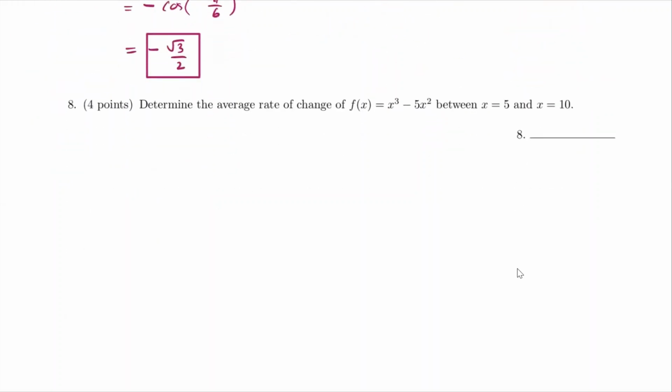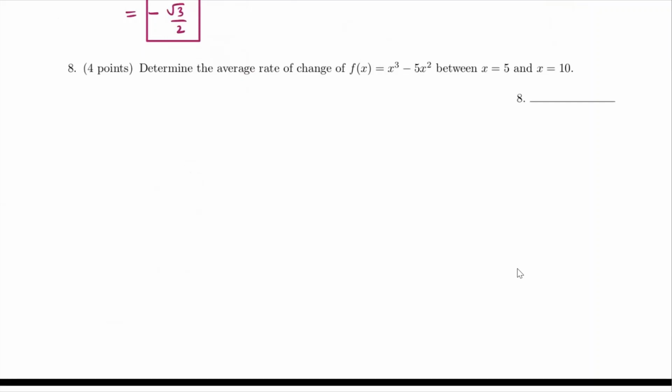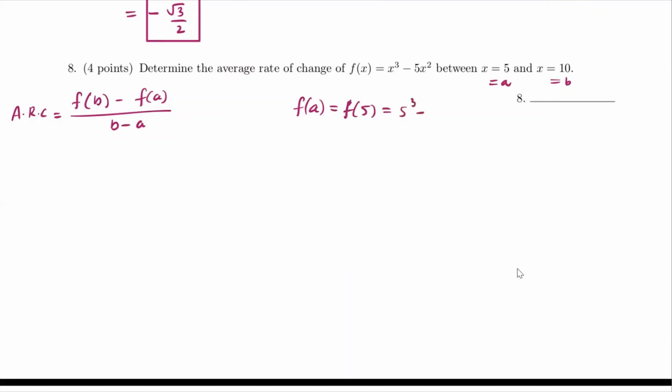Number 8, we're going to find the average rate of change of this specific function between 5 and 10. So the first value is always a, the second value is always b. So we know the formula is f of b minus f of a all over b minus a. This is the average rate of change. So let's find these values and then we plug them in. So for f of a, that's going to be f of 5. So plug in 5 into your function. We do 5 cubed minus 5 times 5 squared.